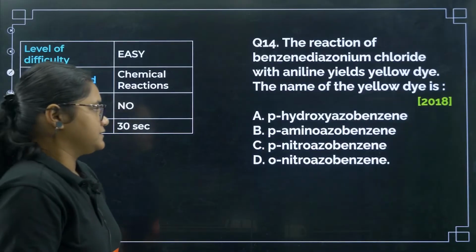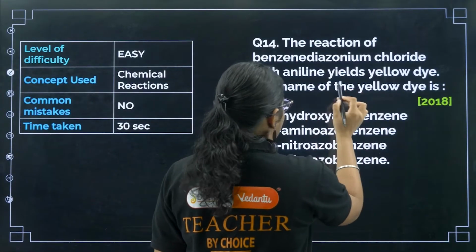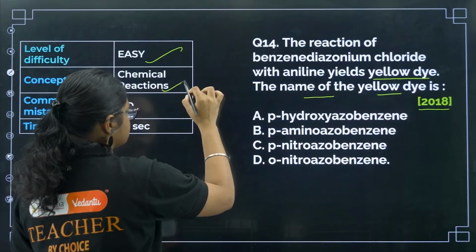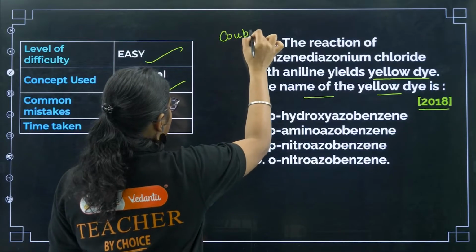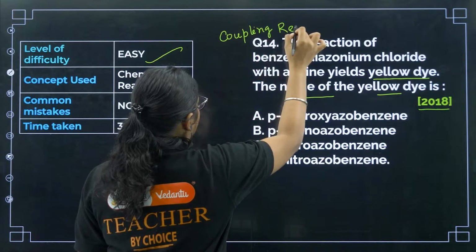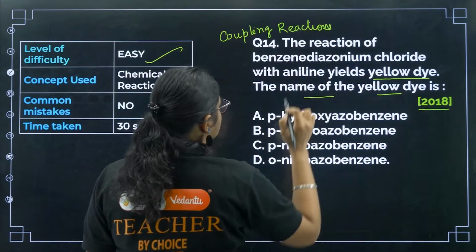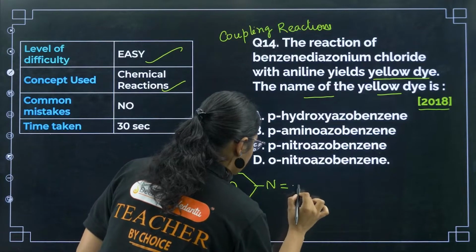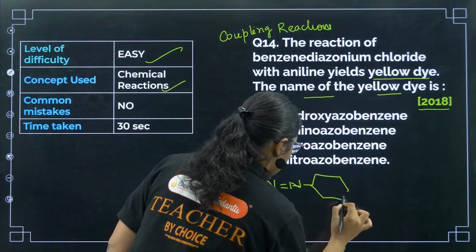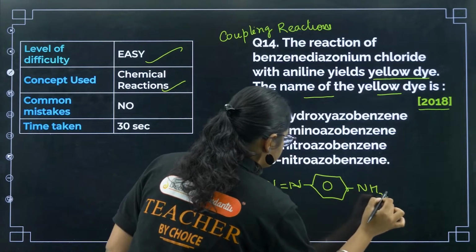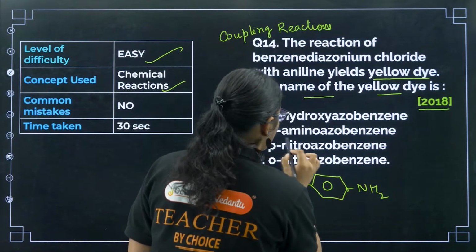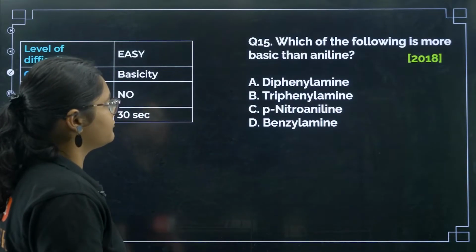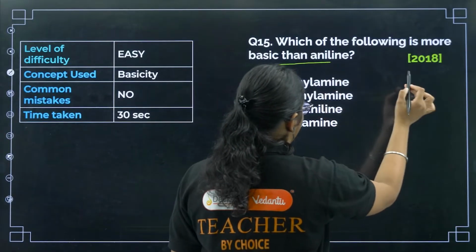Next, the reaction of benzene diazonium chloride with aniline yields a yellow dye. The name of the yellow dye is a 2018 question, super easy question. These are your coupling reactions, right? Two coupling reactions you have studied, so questions have been asked from there also. If you have benzene diazonium chloride and you treat it with aniline, then we get this product. This is called para amino azobenzene. Option number B.